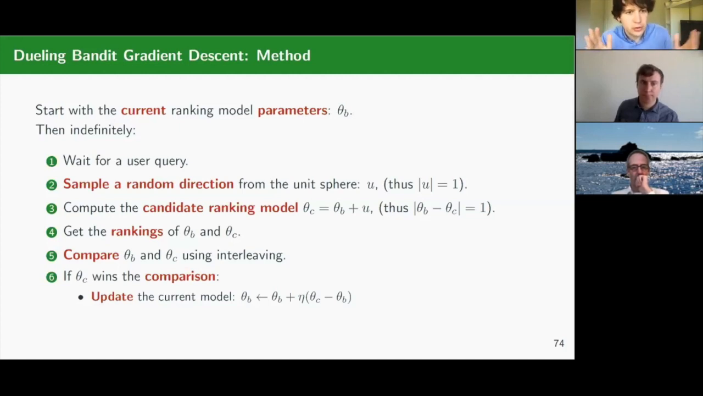These two models will give you different rankings, and you can compare them using interleaving. So for that query that you got, you can now show an interleaved ranking. We just saw one way of making such a ranking. And then if the new model wins that comparison, you update your model in that direction.